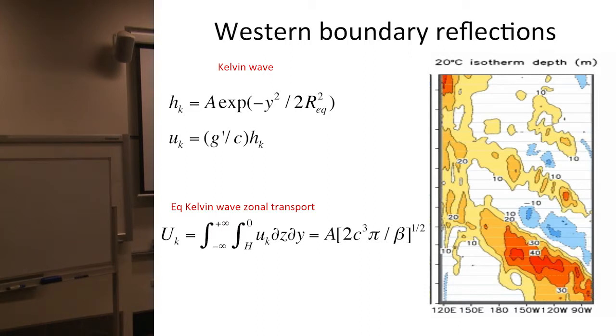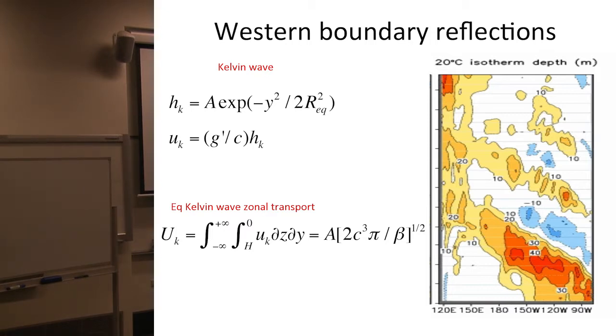Now we need to work out, so we've got a Rossby wave impinging on the boundary, either taking mass from that boundary or adding mass to it. We need to work out the amplitude of the resulting Kelvin wave. This is our solution for the Kelvin wave thermocline depth perturbation, where A is the amplitude and this is the zonal transport that goes along with that Kelvin wave. And HK here is the thermocline depth change or the sea surface height change.